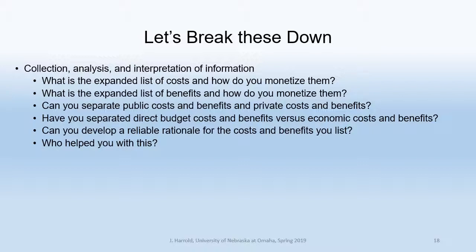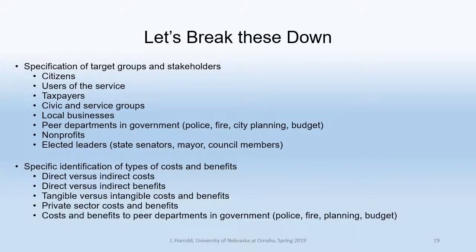Especially if you're talking about something like a collaborative project. I mean, what's it going to cost the budget of the city versus how much is being contributed by for-profit businesses, nonprofits? You have to start understanding the separation of those things. And then we get to these two steps: the specification of target groups and stakeholders, and the specific identification of costs and benefits. And so these relate to each other.